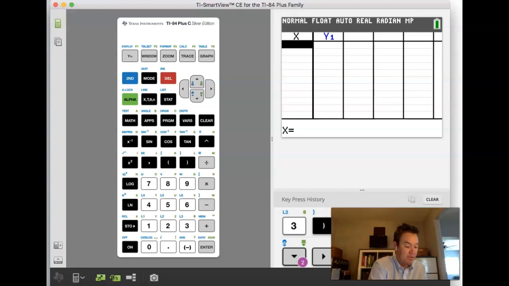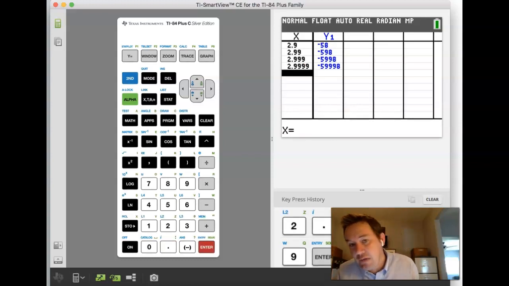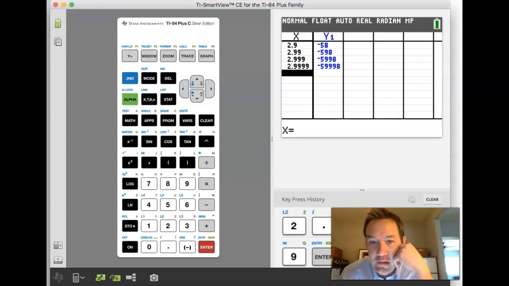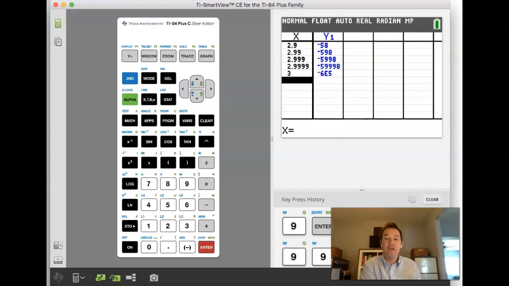So that would be like 2.9, 2.99, 2.999, 2.9999. And you can see it looks like my y values are just getting indiscriminately large negative, right? So as we get closer to 3 from the left, my y values get large negative. So that's negative 6 times 10 to the 5th power.